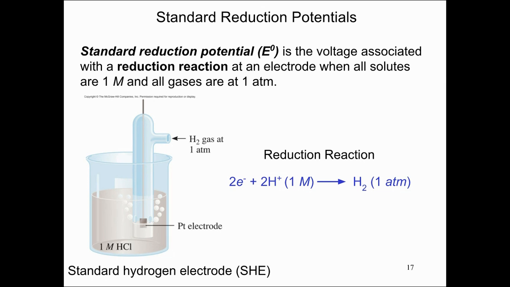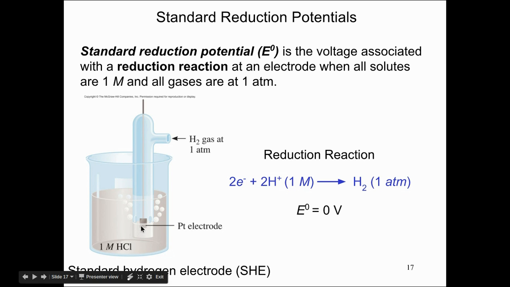when all solutes are at 1 molar concentration and all gases are at 1 atmosphere, hence the standard part of it. We need to set an arbitrary 0 to compare and have a value of 0 voltage to reference other half reactions. Now, we choose to do that with a standard hydrogen electrode. This is where you have hydrogen in its cation form in hydrochloric acid and in its gaseous form. Now, it could either be a cathode or an anode, but it serves as a reference because we say its standard potential is 0, and everything else can be compared to that.